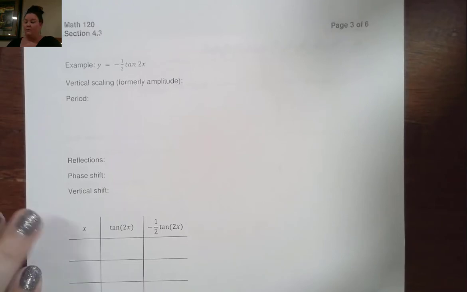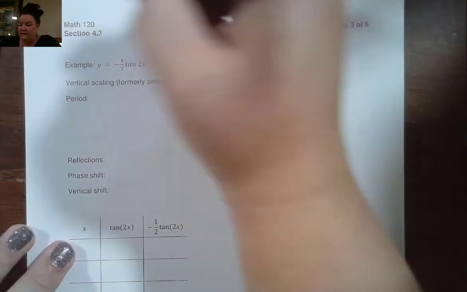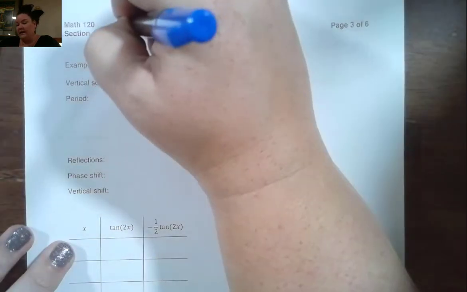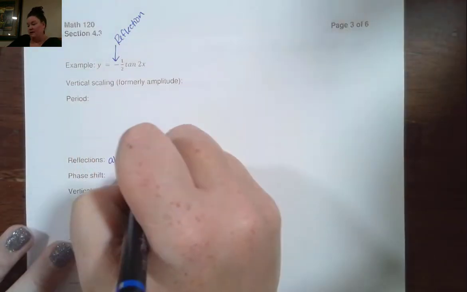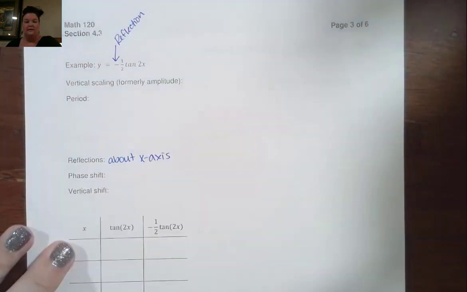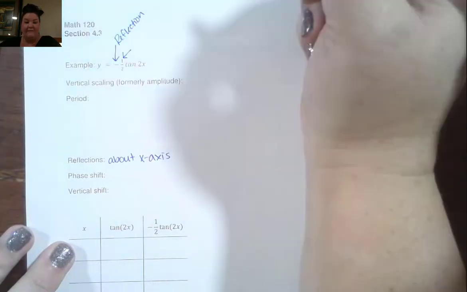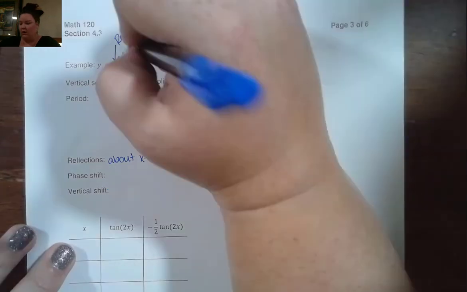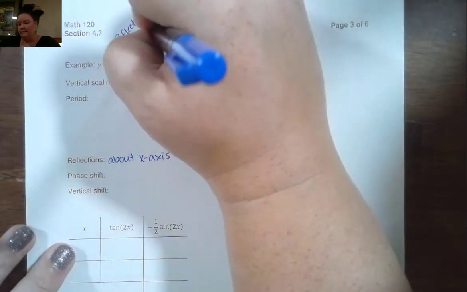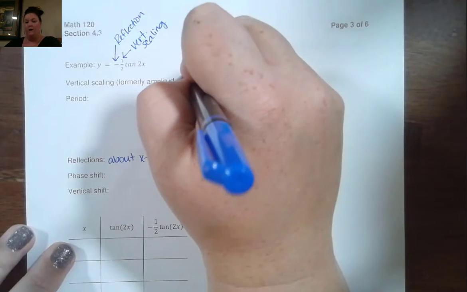All right, so I want to go ahead and write in the things that I know, okay? First thing is I notice that there is a negative being multiplied, okay? That tells me that there's going to be a reflection. So I can go ahead and down here say there's going to be a reflection about the x-axis, right? Because I can already see that negative. The 1/2 refers to my a value, right? Which was formerly our amplitude, which is now our vertical scaling. Okay. So vertical scaling, I'm going to go ahead and put as 1/2.